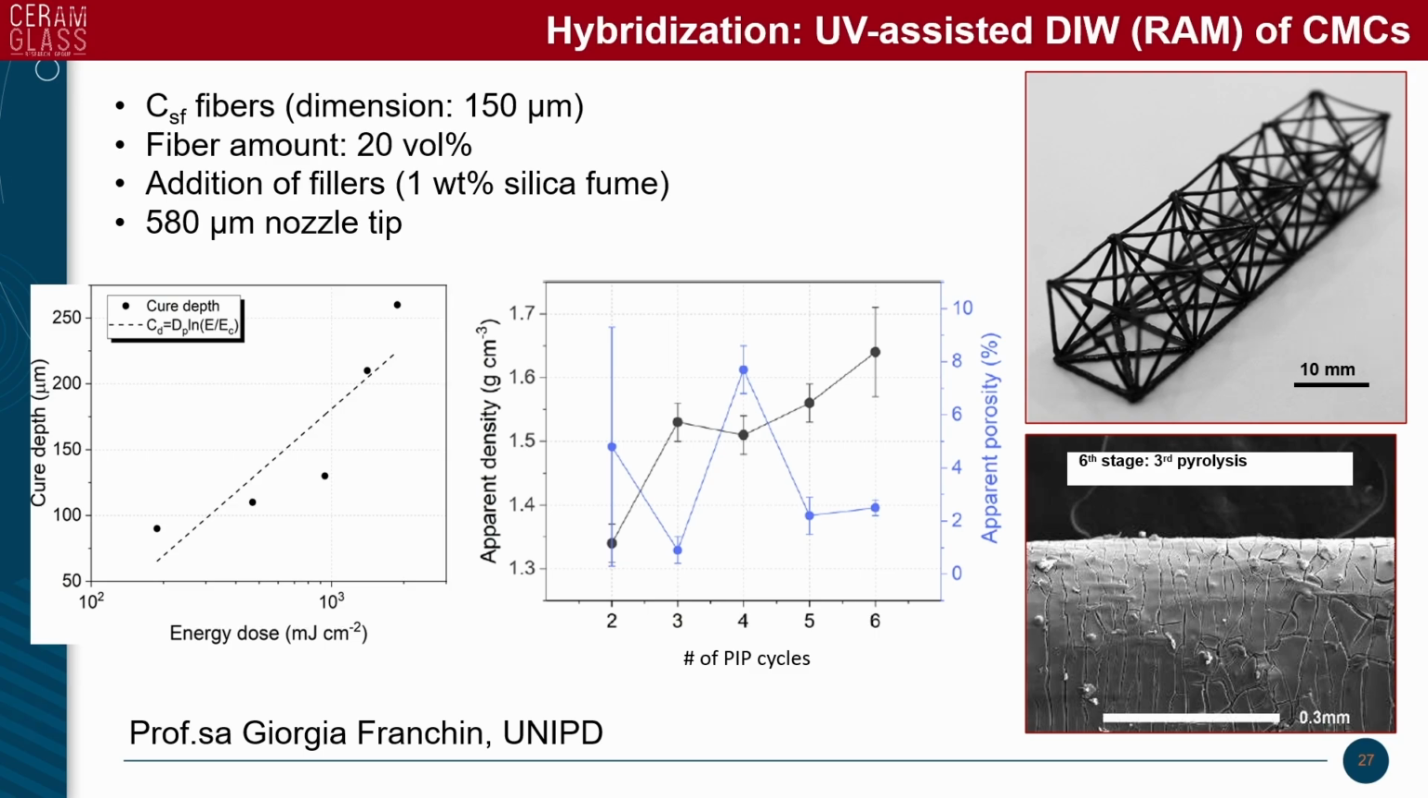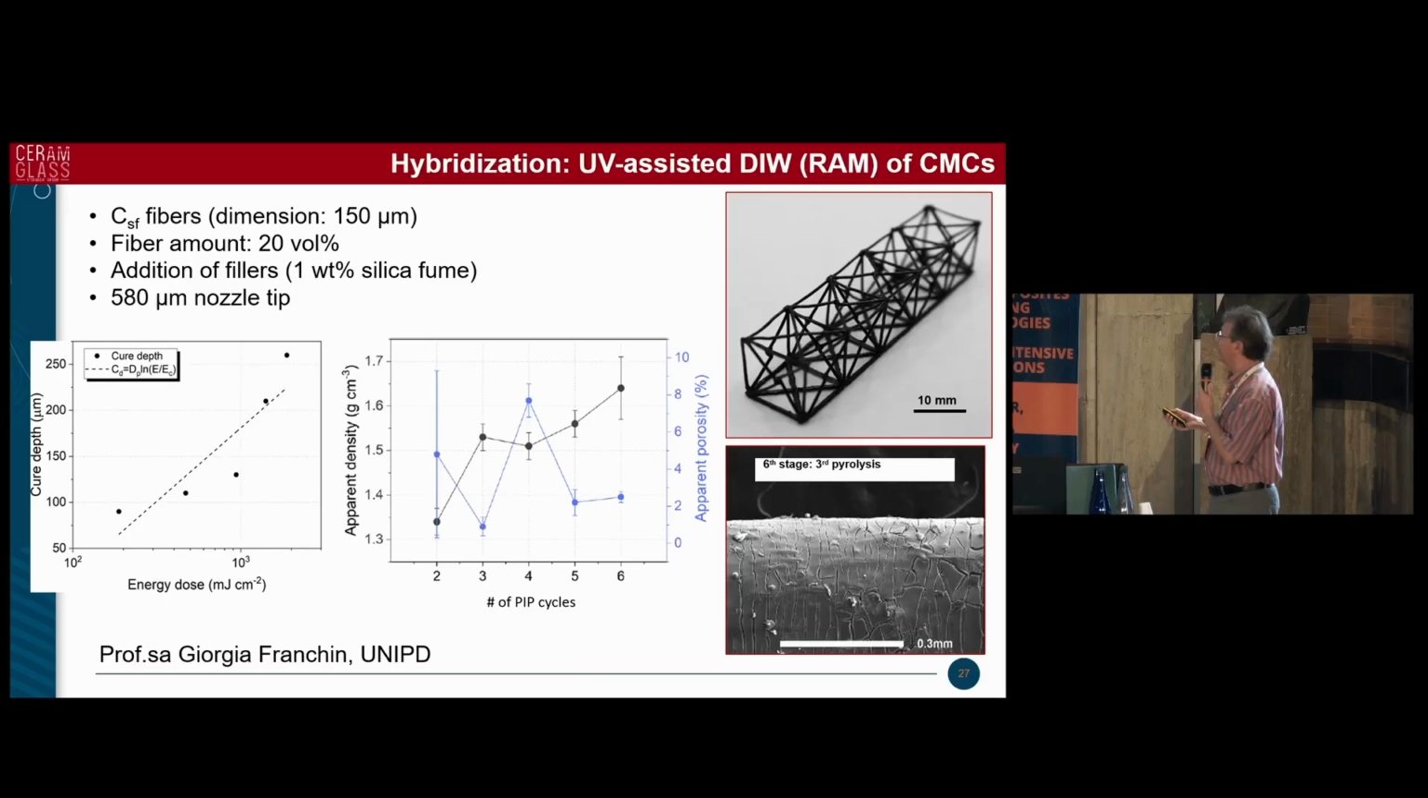But this means that we need to do PAP cycles, and you can see that this is after third pyrolysis, and you can see that we are healing. We still have some cracks that need to be healed, but if you keep going, then the apparent porosity is decreased.